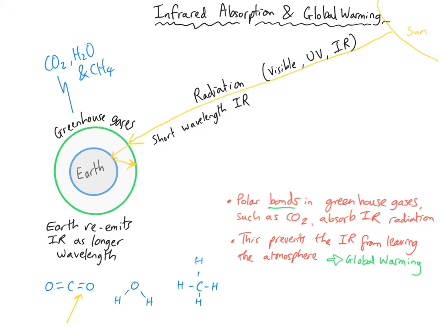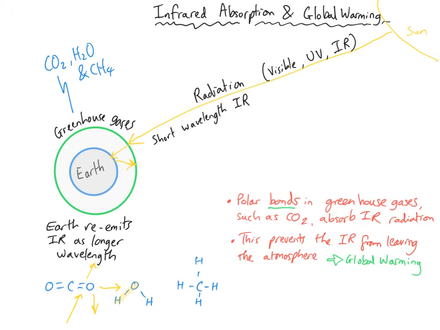It could be that this infrared radiation is then re-emitted out into space, or it could be re-emitted sort of sideways, and it could encounter another greenhouse gas where it could be absorbed by the oxygen to hydrogen bond this time. Or alternatively, it could be re-emitted back down to Earth, further increasing the temperature, further adding to global warming.